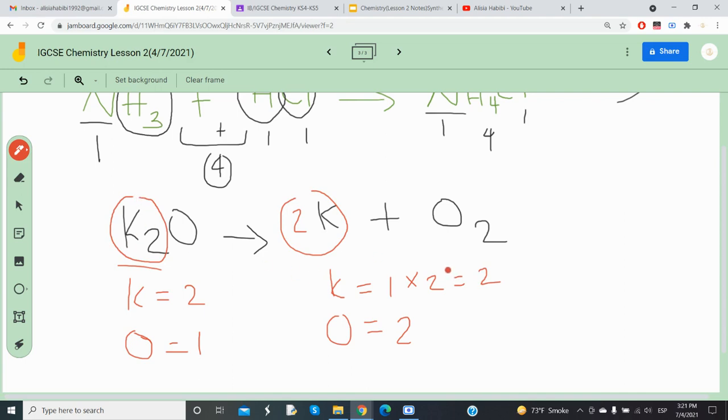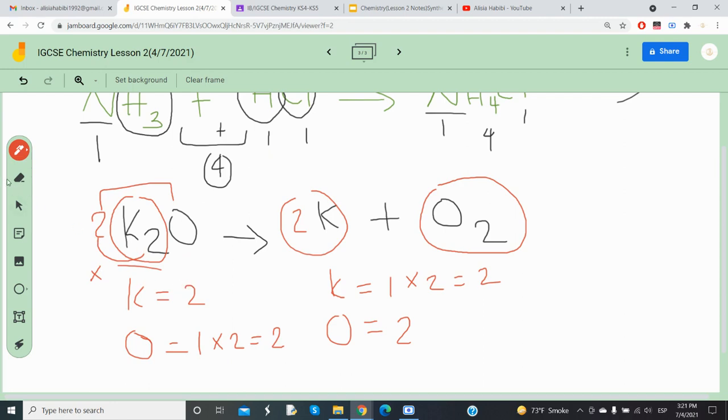But then that means that we also have to check oxygen, because oxygen here on the product side is 2, but on the reactant side is 1. So if we wanted to make this 2, we times it by 2. That means we have to put it here. So now it becomes 2 atoms of oxygen on the reactant side. But the problem is now it becomes 4 atoms of potassium, because 2 times 2 will give you 4.